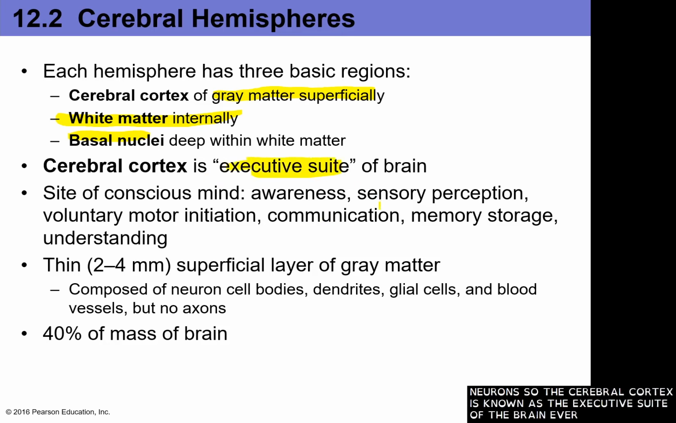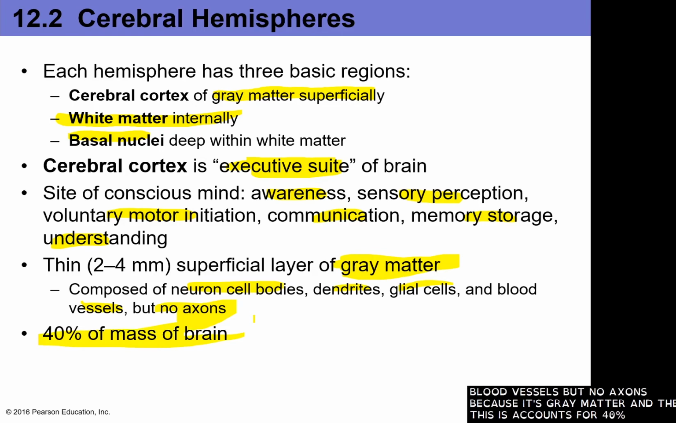Every motor function, sensory input is all being analyzed in the cerebral cortex. We're going to talk about the different regions in the cerebral cortex and the importance of what happens in each of those regions. So this is the site of your conscious mind: awareness, sensory perception, voluntary motor initiation, communication, memory storage, and understanding. So very, very important region. But even within this, there's a whole bunch of different things going on. And that gray matter layer is also where we find all those cell bodies, dendrites, glial cells, blood vessels, but no axons because it's gray matter. And then this accounts for 40% of your brain mass, so quite a bit.